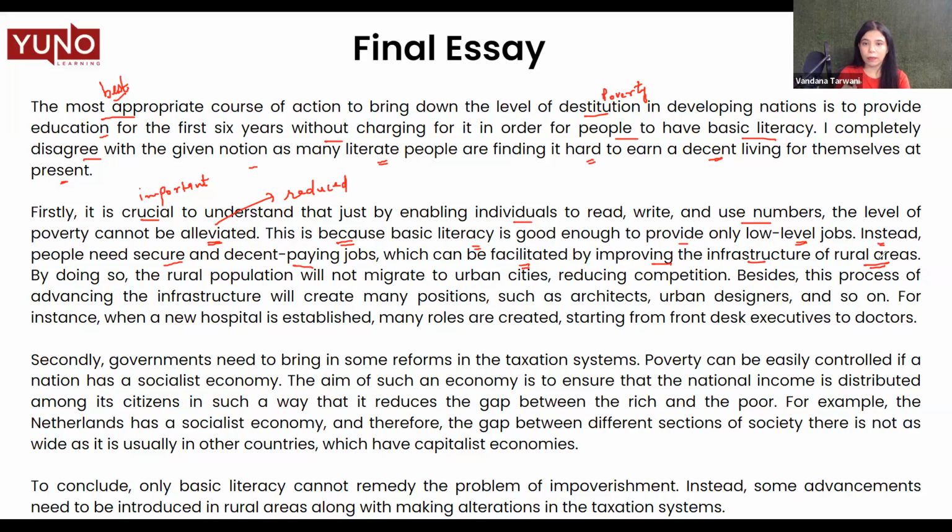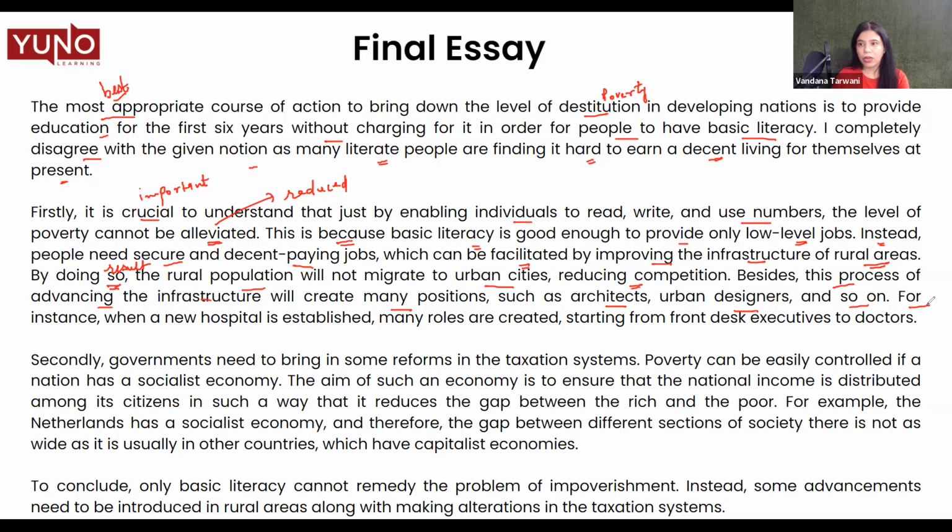And then further development, that how exactly infrastructure development in rural areas will help. Let's see, by doing so, so here we are talking about result, impact. By doing so, the rural population will not migrate to urban cities, reducing competition there. Besides, this process of advancing the infrastructure will create many positions such as architects, urban designers, and so on. So if these kinds of jobs are created in the market, of course, the poverty level will be reduced.